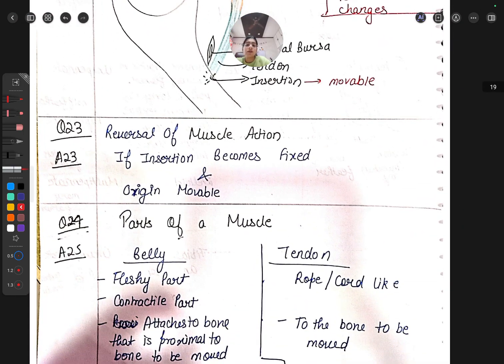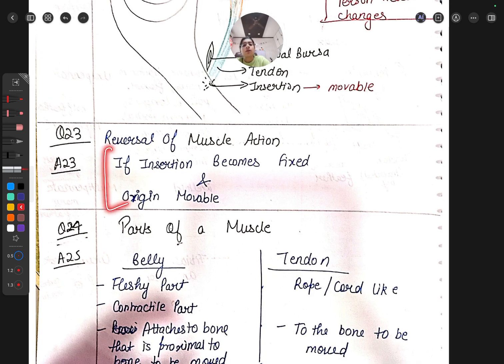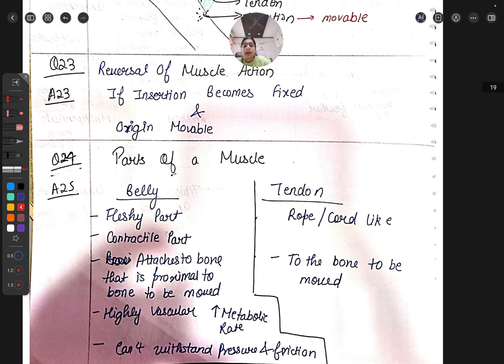Next is reversal of muscle action. If insertion becomes fixed and origin is movable, because usually origin is fixed, right? Next is parts of a muscle.